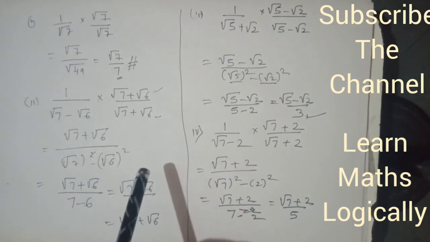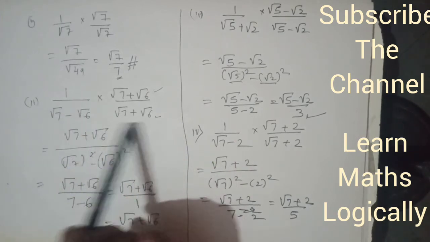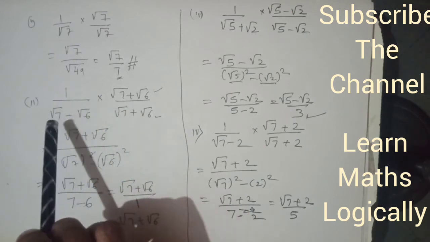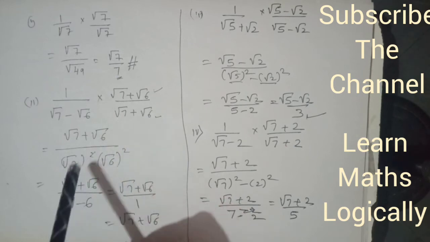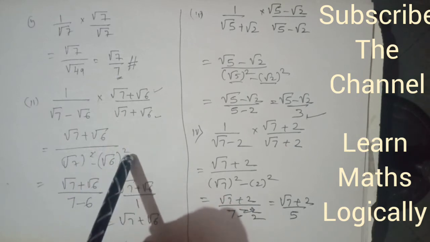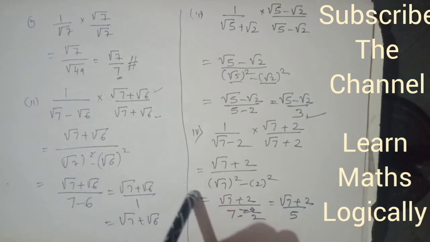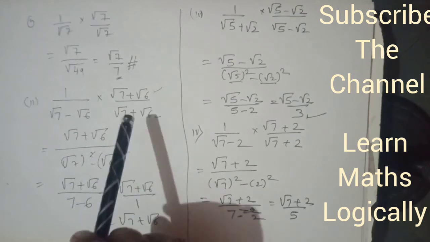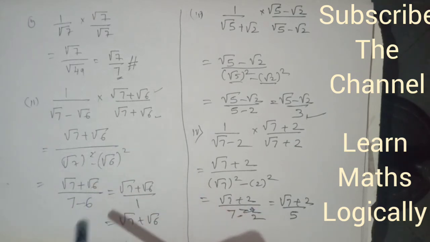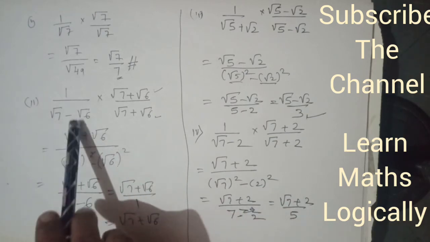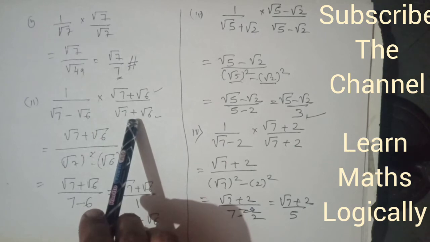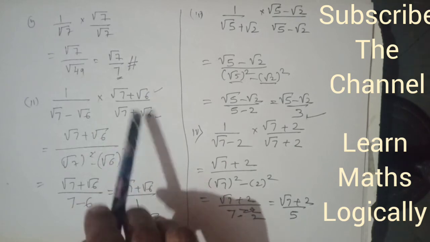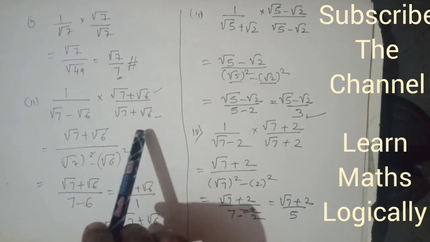The second one is that you should not get confused: root 7 minus root 6 into root 7 plus root 6 is root 7 square minus root 6 square. It is not the whole square. These are the two steps where I have seen students make mistakes. With these two steps they often go wrong. They may take plus in both places, or minus in both. That should not be the same. You take the term with the opposite sign in the numerator and denominator.